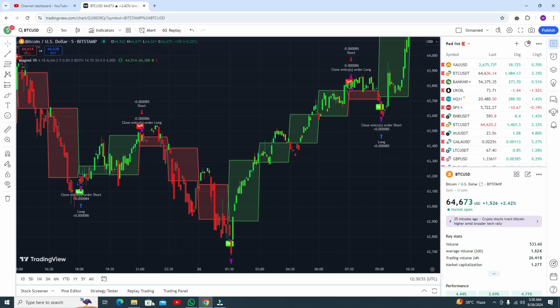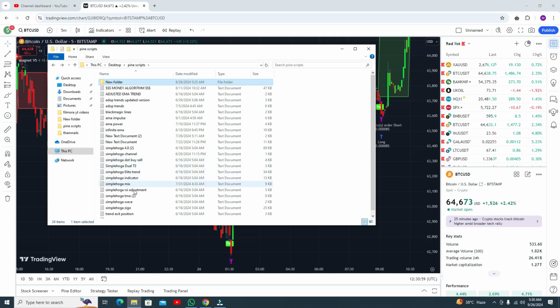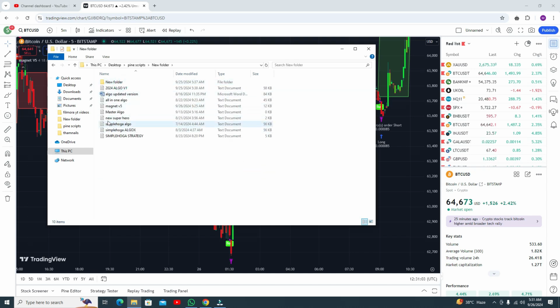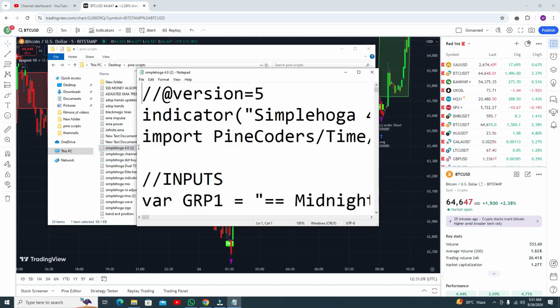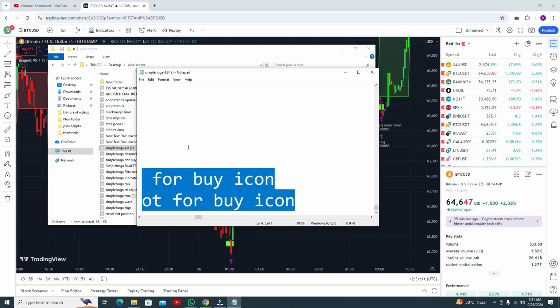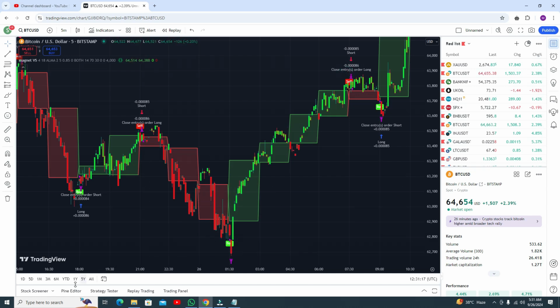Let me add one more indicator. Here you have to watch it. This indicator, Magnet V5, is this one. I need to use Simple Logger 4.8. Press Ctrl+A, Ctrl+C, copy all of my code. Then you need to go to the Pine editor.